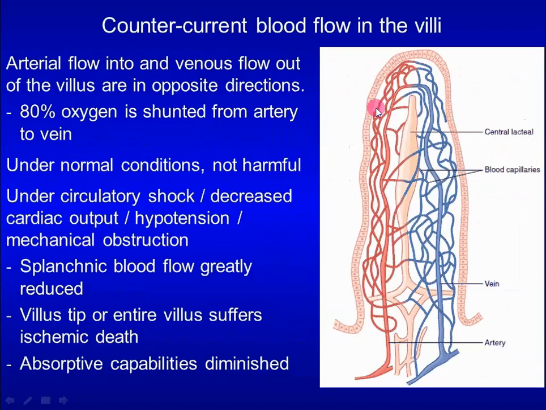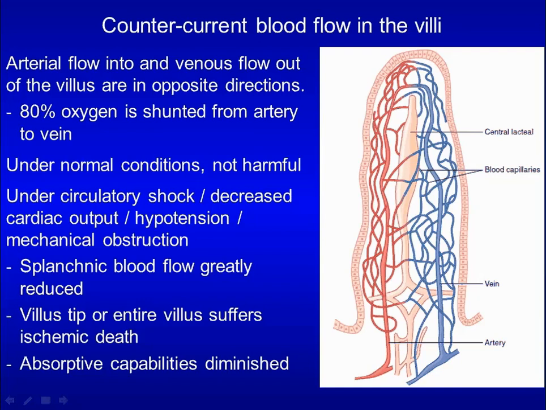Here is a villus. Arterial flow into the villus and venous flow out of the villus are in two opposite directions and in close proximity. Oxygen can diffuse out of the arterioles and directly diffuse into the adjacent venules without being carried in the blood to the tip of the villus. In fact, 80% of oxygen is shunted from artery to veins in the small intestine. Under normal conditions, this is not harmful.